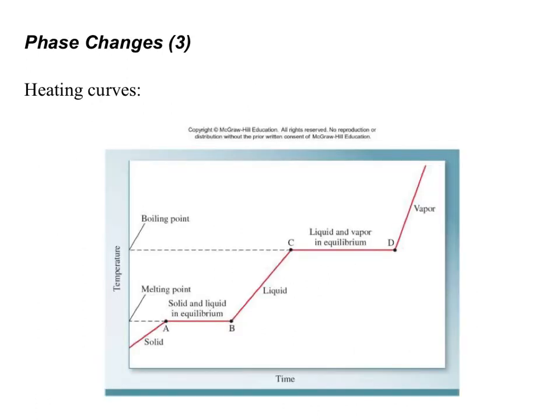Something interesting happens when we look at the heating curve though. At the point of melting, the solid and the liquid are in equilibrium and the temperature remains constant until all the solid has been melted, at which point the liquid will increase in temperature until it reaches the boiling point, at which point the temperature will remain constant as the liquid and vapor are in equilibrium. After that, you will be able to then increase the temperature of only the vapor.